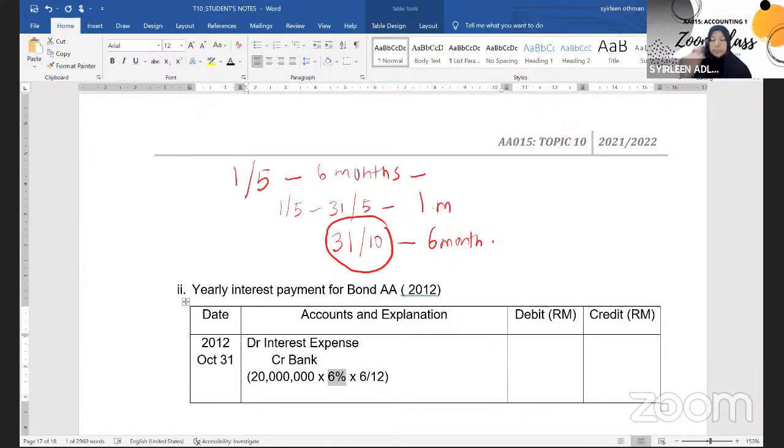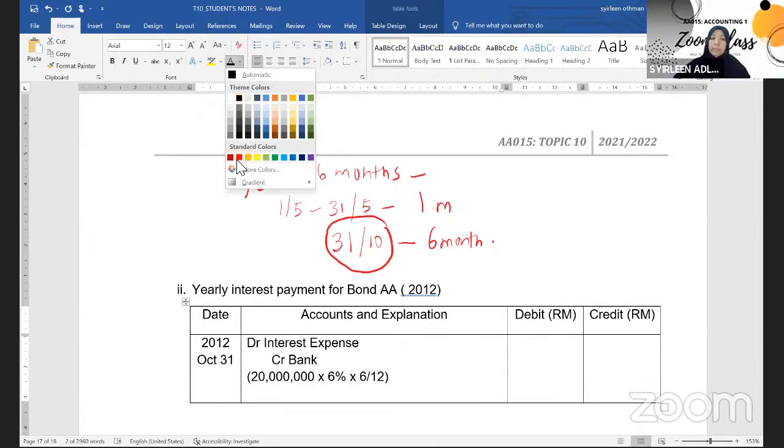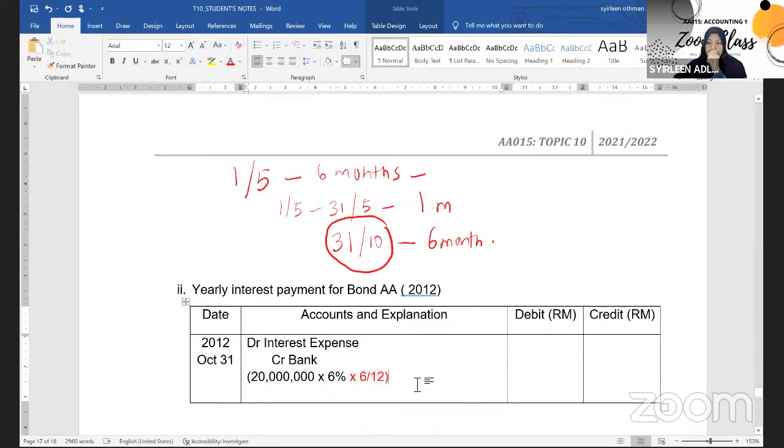Okay. So the calculations will be 20 million times 6% times 6 upon 12. Okay, sebab kita baru membayar untuk 6 bulan yang pertama. Okay, so amount that must be paid for the first 6 months, the interest is 60,000. Okay, it's a lot. That's why kita bayar terus. Kita tak perlu tunggu sampai maturity date. Okay, all right. So we are done with the first payment for interest for bond AA.